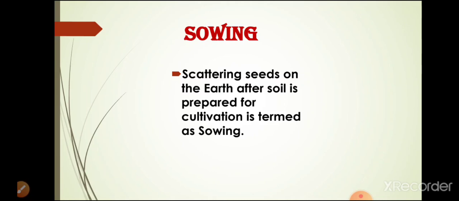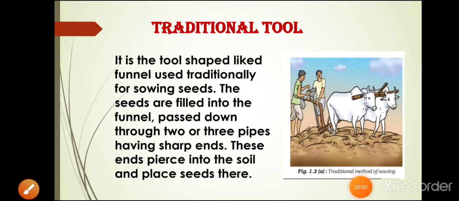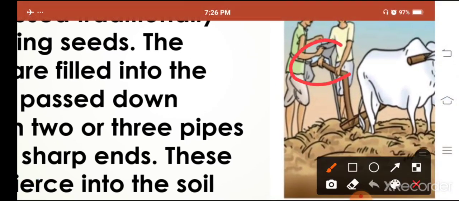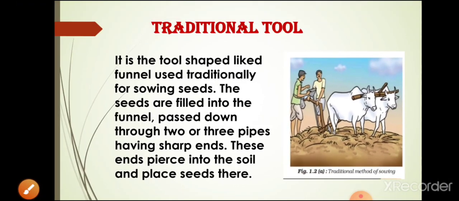Before sowing, one of the important tasks is to know about the tools which are used for sowing seeds. Now friends, let us study these tools. The first tool is the traditional tool. In the traditional tool, it is a funnel like shaped structure. You can see here also. The seeds are filled in this funnel like structure, then they pass down through 2 or 3 pipes at the end which have sharp ends, and these ends are put into the soil and place the seeds there. So this is one of the traditional tools which is used for sowing seeds.